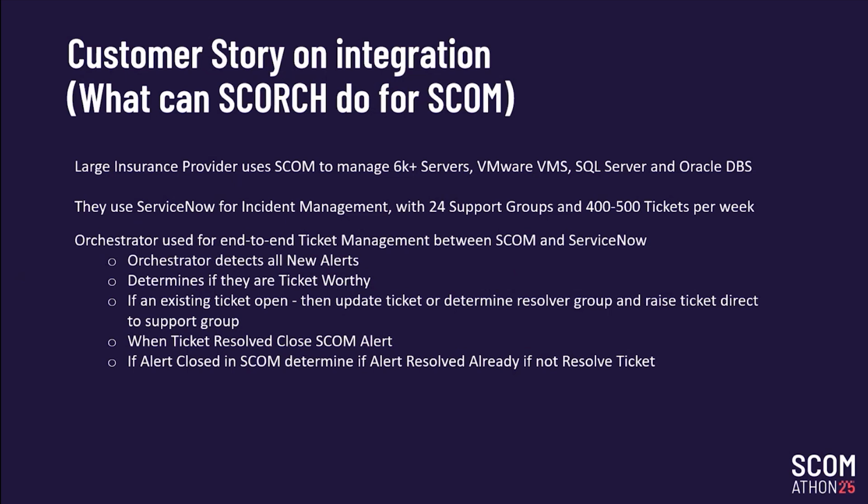We'll check ServiceNow to see if an incident ticket already exists because they have issues that flap. So it raises an alert, we create a ticket, the system automatically resolves itself, the alert disappears, and then it raises up again, you know, a day or two later. So we don't want to keep raising tickets. So if there's an existing ticket, we update it. If there's no ticket there, we then determine the resolver group based on the rules that we've got and raise a ticket directly into ServiceNow with their support group. When the ticket is resolved in ServiceNow, we pick that up and go back to Operations Manager and make sure the alert's been closed.